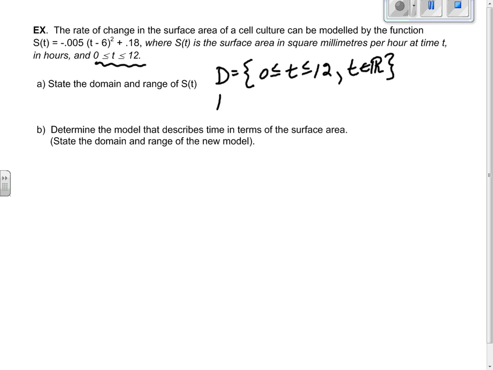Our range is our function values. And it would make sense that the smallest surface area of a cell culture would be 0. And the largest surface area of a cell culture would come from the vertex. The y value of the vertex is 0.18. That would be the largest surface area of the cell culture, with all the possibilities in between.